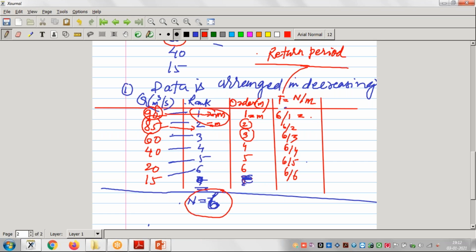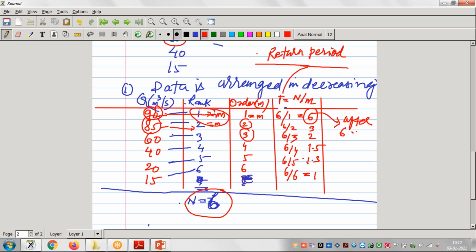You will see that for this value, 6 divided by 1 is 6. And this one is 3. This one is 2. This one is 1.5. This one will be 1.3, and this will be equal to 1. So here you can see that the maximum discharge is 90 meter cube per second, right? But it can occur only after 6 years, right?